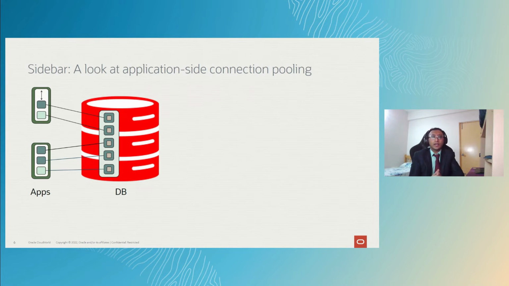Now let's take a sidebar here and take a look at something called application side connection pooling. If you notice in the earlier slide, in addition to the standalone connections coming in from the application, you will also see connection pools in the application. The reason is standalone connections provide an open-close behavior and are expensive to scale up.